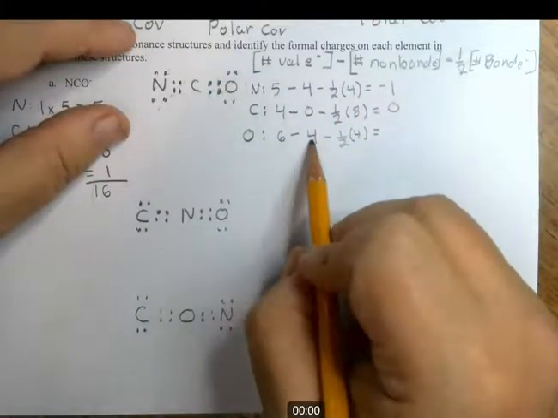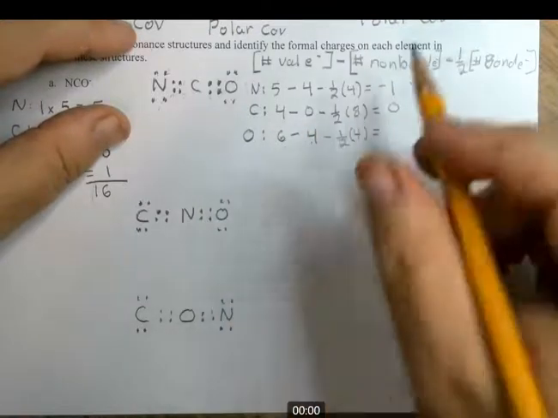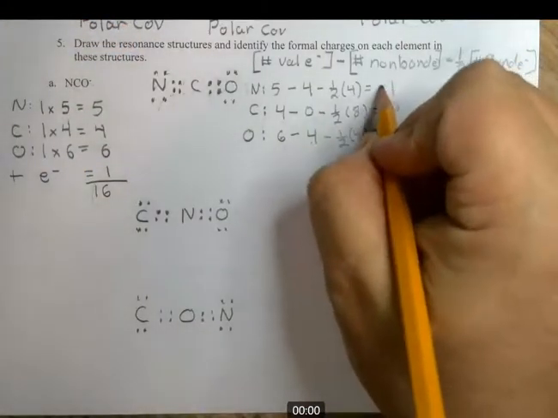So 6 minus 4 is 2, and half of 4 is 2. So 2 minus 2 gives you 0. Okay, what are we shooting for here?